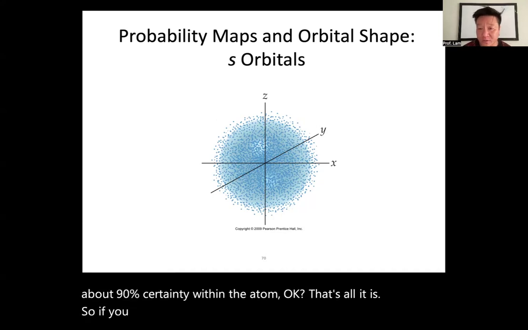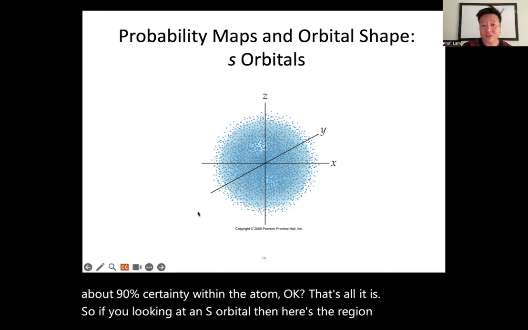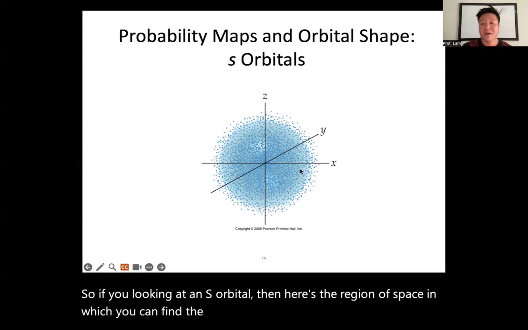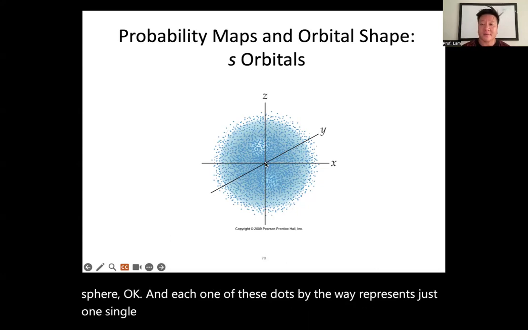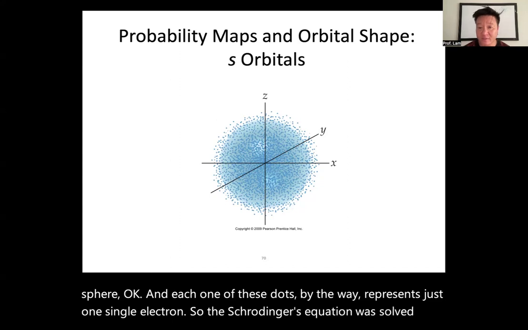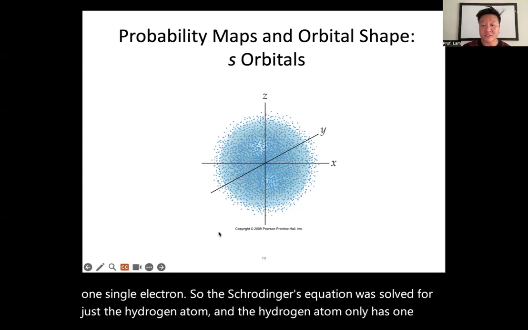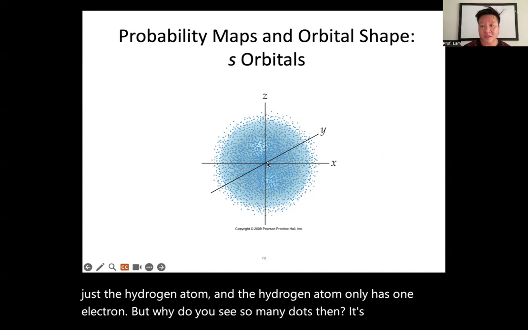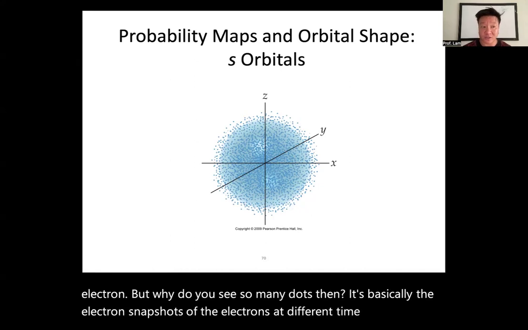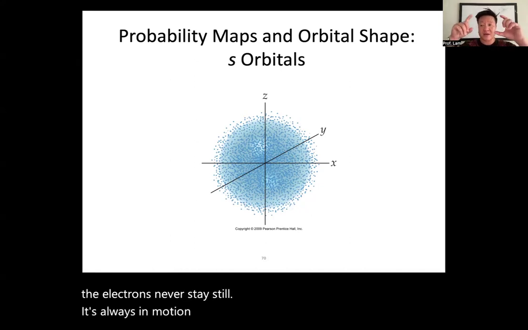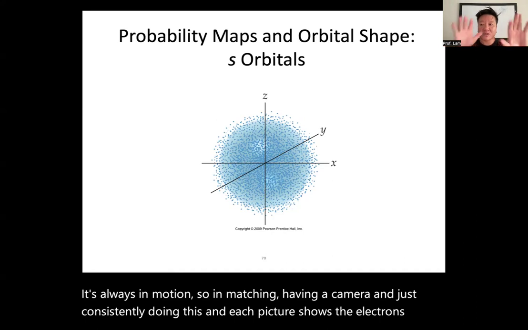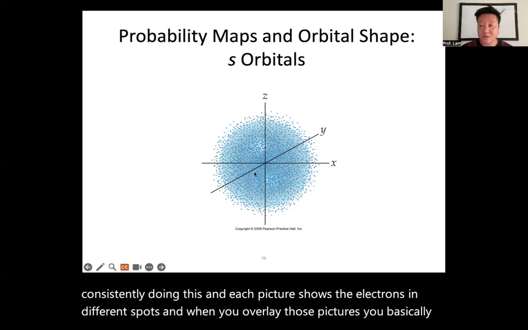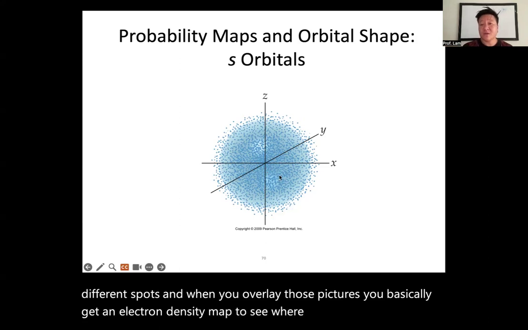So if you're looking at an s orbital, then here's the region of space in which you can find the electron. Okay, and what shape is that? It's a sphere. Okay, and each one of these dots, by the way, represents just one single electron. So the Schrodinger's equation was solved for just the hydrogen atom. But the hydrogen atom only has 1 electron. But why do you see so many dots then? It's basically the electron snapshots at different times, right? Because the electron never stays still. It's always in motion. So imagine having a camera and just consistently doing this, and each picture shows the electron in different spots. And when you overlay those pictures, you basically get an electron density map to see where the electron most likely is, right?